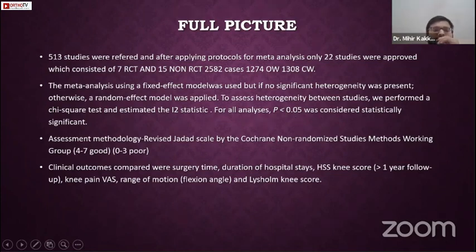All the articles reviewed in this meta-analysis were assessed based on the revised JADAD scale of the Cochrane non-randomized study methods working group. With a score of 4 to 7, they were good studies and were included in this meta-analysis. If the score was 0 to 3, they were considered poor and were discarded from this analysis. The clinical outcomes compared were surgical time, duration of hospital stay, HSS knee score for 1 year follow-up, knee pain VAS score, range of motion, and Lysholm knee score.